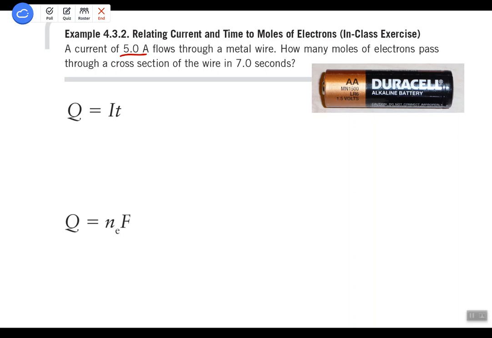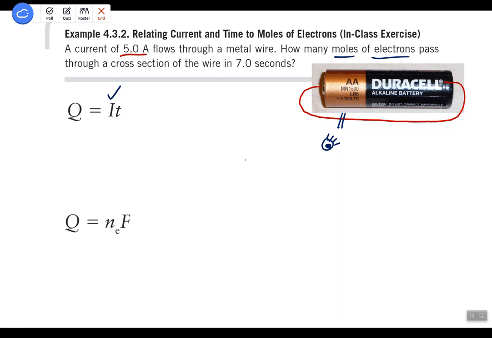In this problem, we have a current of 5 amps, and it's flowing through a metal wire. You could imagine that it's a wire that's connected to a battery. We want to calculate how many moles of electrons pass through a little cross section of this wire in 7 seconds. So we're going to pretend there's our eyeball, and we're going to watch and count the electrons that go by. And we know we can't actually do that, right? You can't go 1, 2, 3. That's not how we do it, but we can measure it in terms of current and time. I want to see how many moles of electrons go by in 7 seconds.